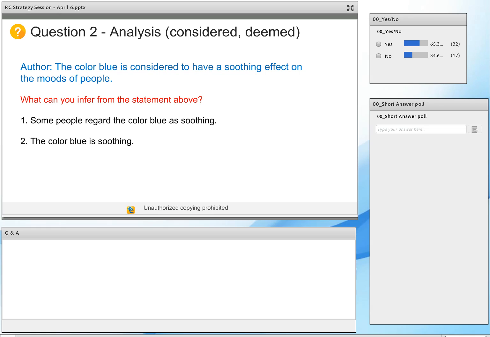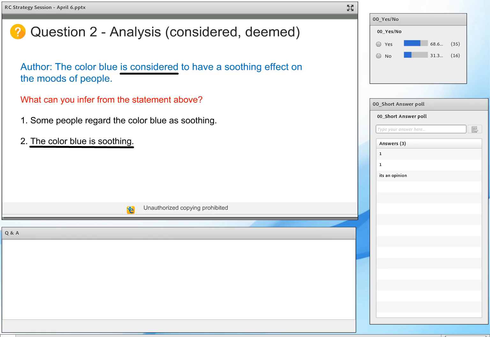All right. Now notice the word here is "considered." What "considered" tells you is that there are some people who believe that the color blue has a soothing effect on moods of people, which means that the statement that the color blue is soothing is not correct. You cannot infer this statement from what the author has said. It's an opinion, absolutely right. It's an opinion of some people, not of all the people.